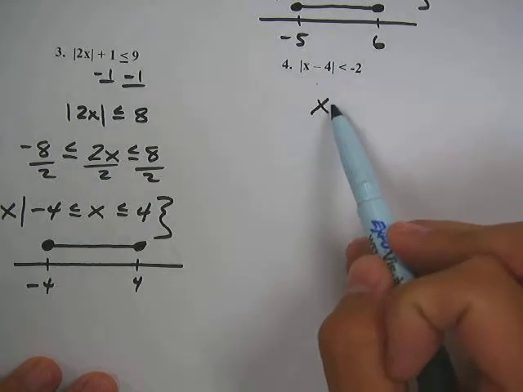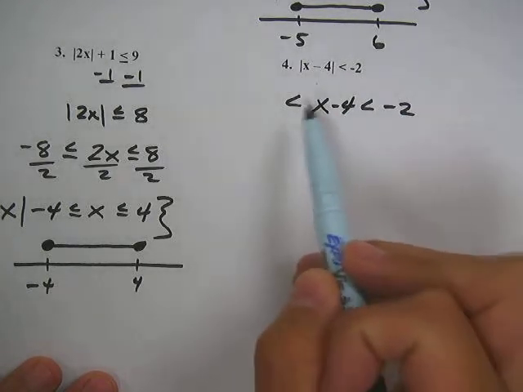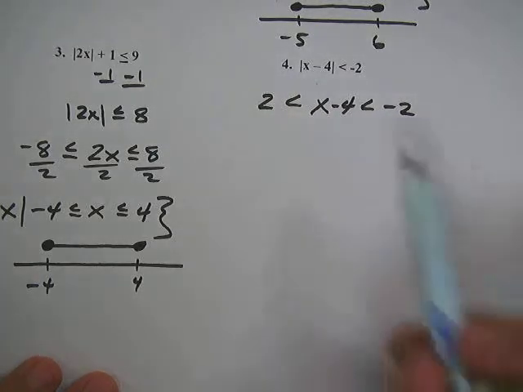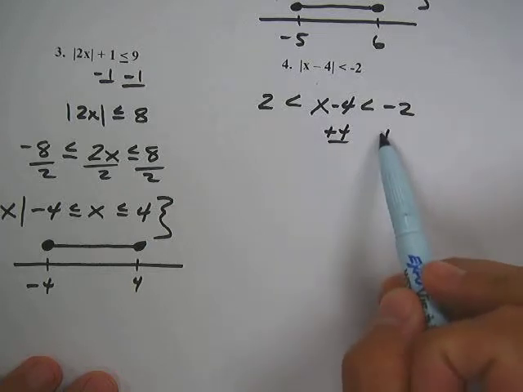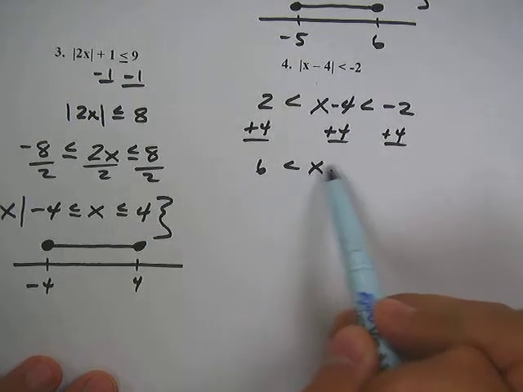Okay, last one. So this one, again, the absolute value is all by itself. So we can just go right from the beginning. It says x minus 4 is less than -2 and greater than. Now this one's negative, so I guess I would make this one positive. I would solve.